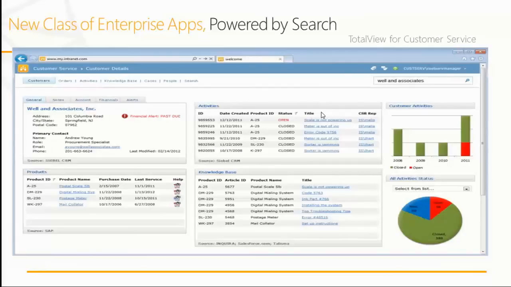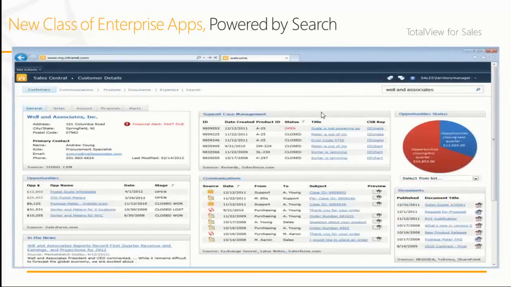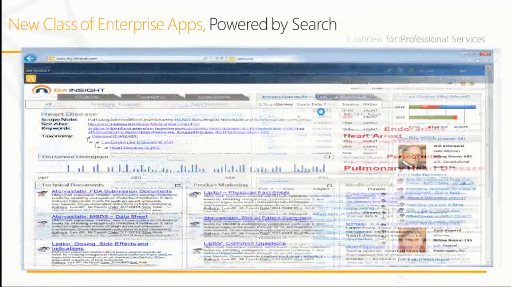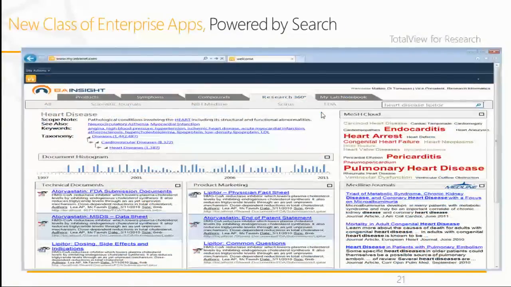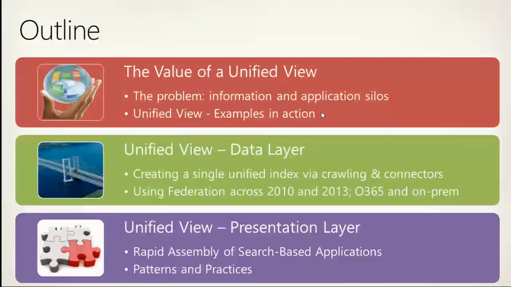But here's an example of a view for customer service. Here's an example of a view for sales, actually off the same data, completely different view. The view for legal you saw already. This is a research portal for a large pharma customer. This is an intelligence dashboard. So with that, let's talk about how this stuff gets built.